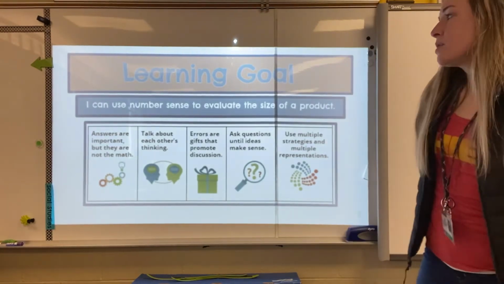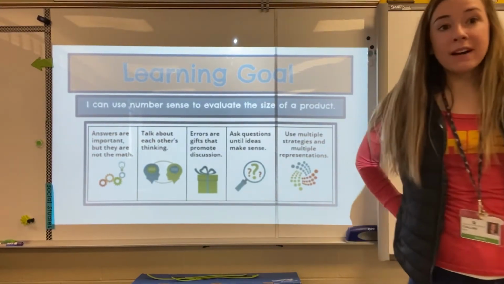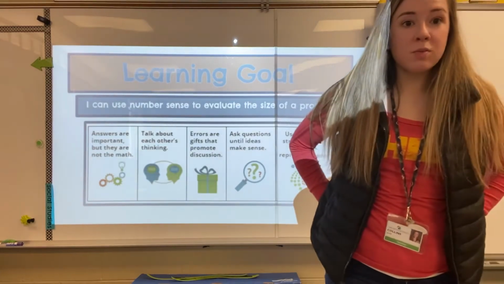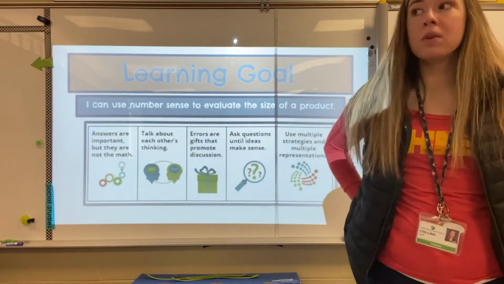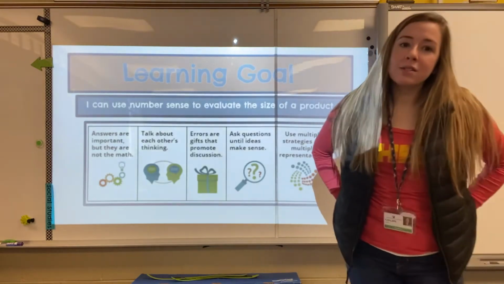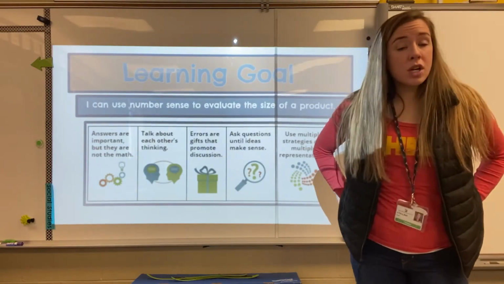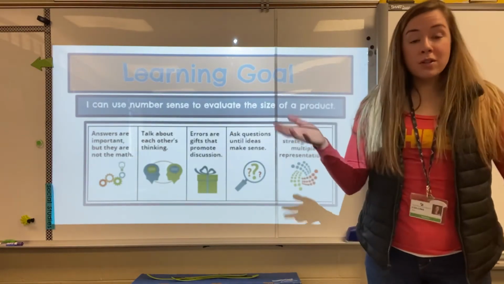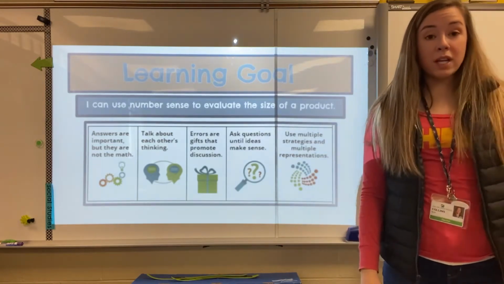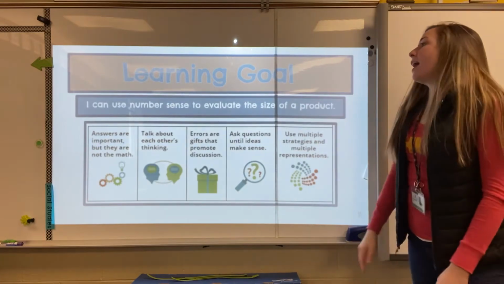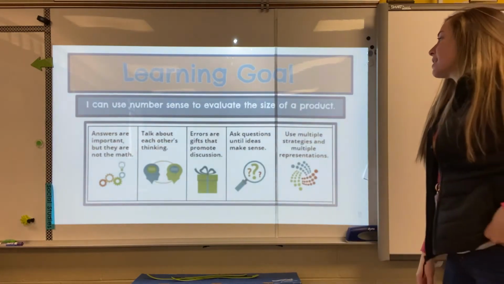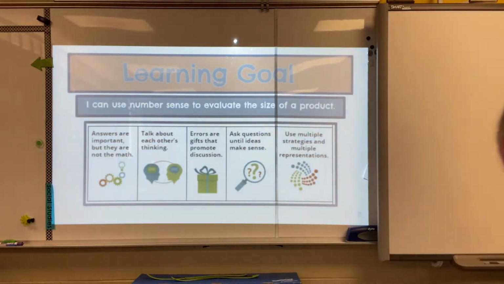We are going to be using number sense today to evaluate some expressions with our greater than, less than, or equal to symbols. You will need your workbook, a pencil, scratch paper, and a multiplication chart. As always, all of those are the things that I want you to have for math out, ready to go every single day. Here is our learning goal. You can read it with me. I can use number sense to evaluate the size of a product.